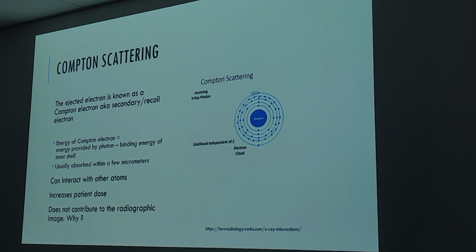The ejected electron that we deal with in Compton scatter is known as a Compton electron, also secondary or recoil electron. Those are all names for the electron that has been ejected. This electron can interact with other atoms and increase patient dose also. It does not contribute to the radiographic image.